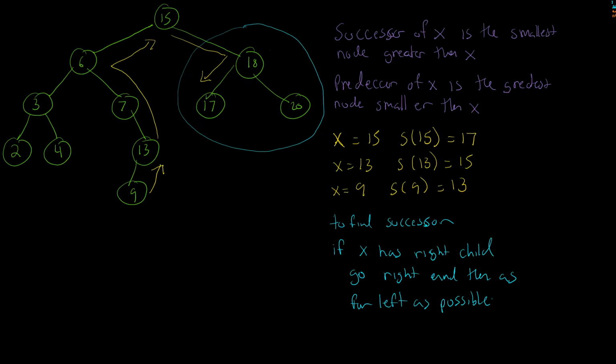Now let's see if X does not have a right child. Let's look at 13. 13 does not have a right child. So what you have to do is try to find a parent to the right. But there isn't a parent on the right of 13, so you're just going to have to keep going left until you can make a right. And once you make the right, you're going to be at your successor.